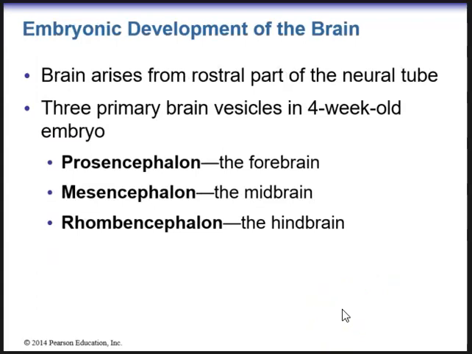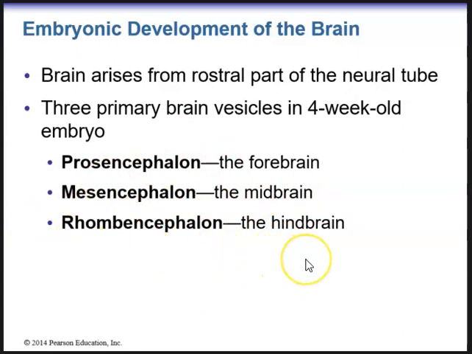So the brain arises from the rostral part of the neural tube. Rostral, again, towards the nose. There are three primary brain vesicles in the four-week-old embryo. First being the prosencephalon, also known as the forebrain. The mesencephalon is known as the midbrain. And the rhombencephalon is also known as the hindbrain. So these are sort of the easy names for the different brain vesicles: prosencephalon, forebrain; mesencephalon, midbrain; and rhombencephalon, the hindbrain.